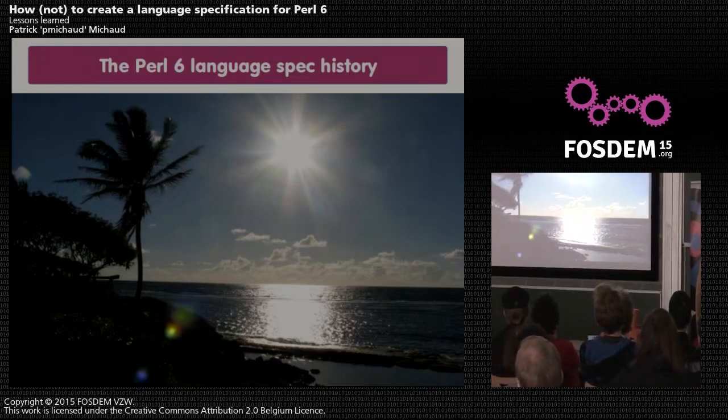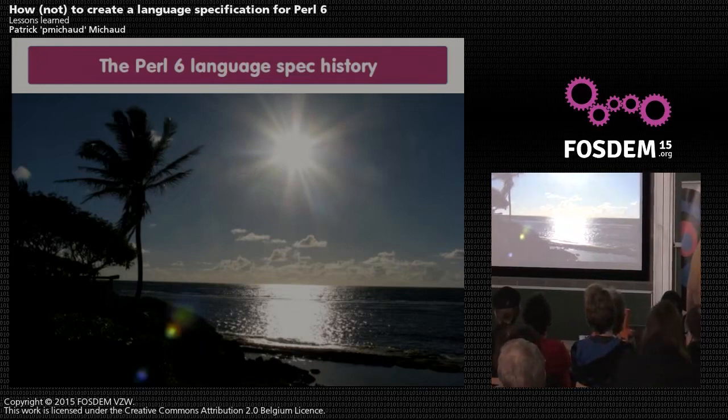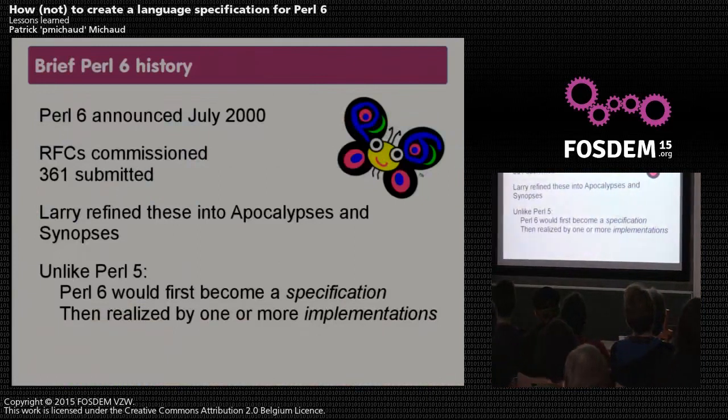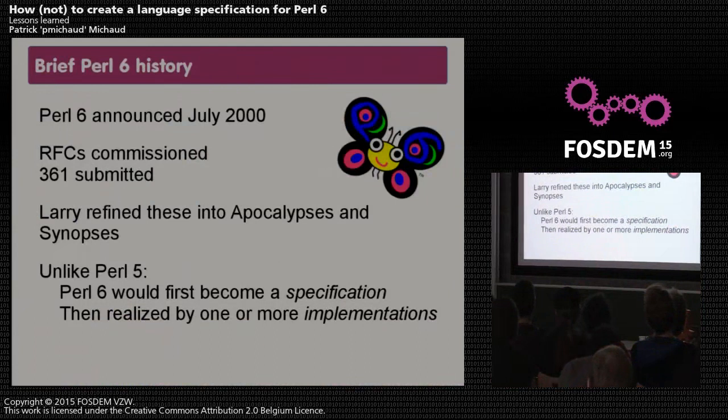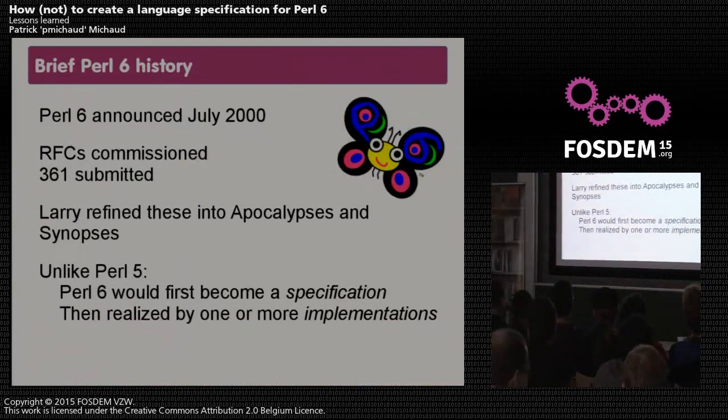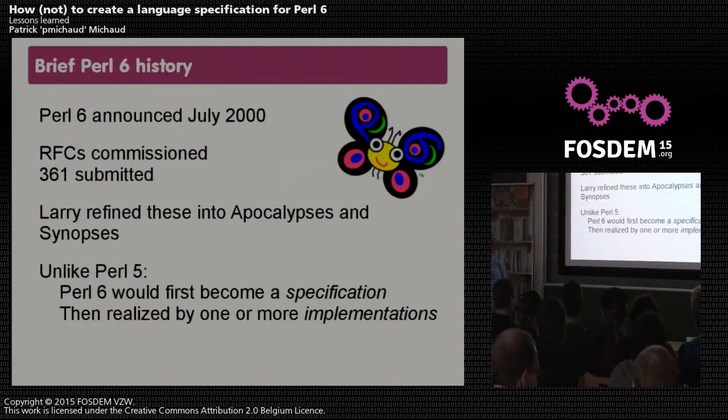And so let's look at the language specification history for Perl 6. This story has been told many, many times. Perl 6 was announced in July 2000. July 2000, that was 14 and a half years ago. Ouch, right? There were a number of RFCs, or requests for comments, commissioned. Larry says that he expected to get about 20 things that we might fix in Perl 5 in order to make it Perl 6. And he got 361 that were all over the map.